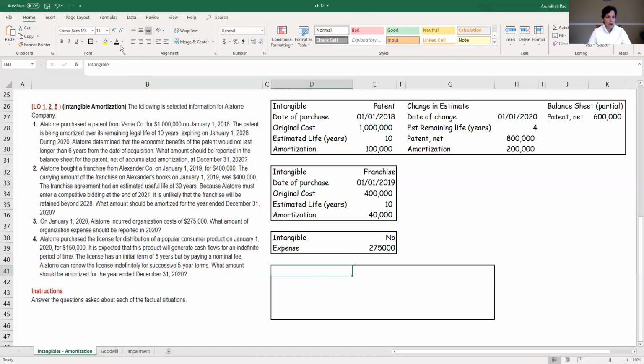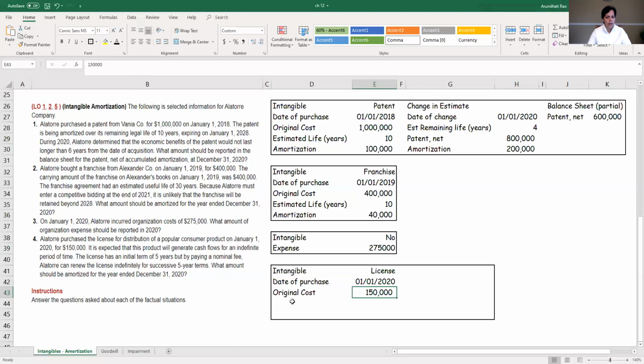So let's identify a few things. What intangible do I have here? The name of the intangible is a license. What's the date of purchase? What date did I acquire this license? Jan 1st, 2020. The original cost is $150,000. Now this is important, the life. What is the estimated life of this asset? Well, we signed the contract for 5 years. However, this contract is renewable indefinitely.